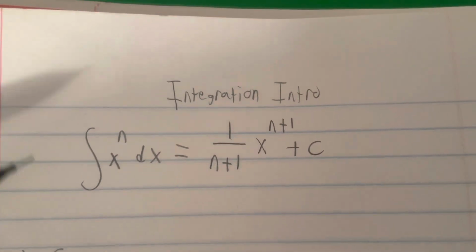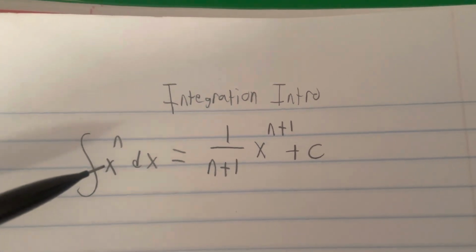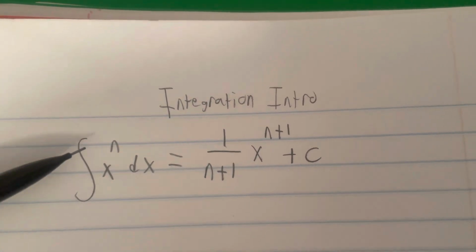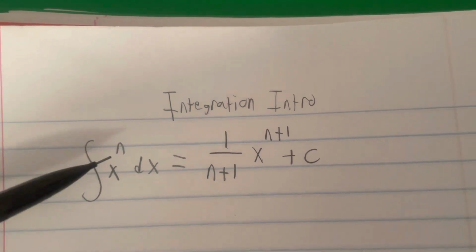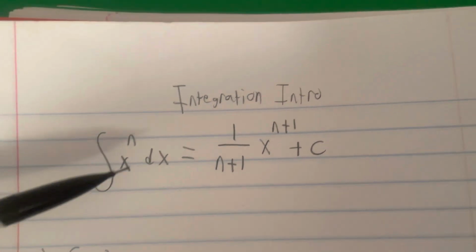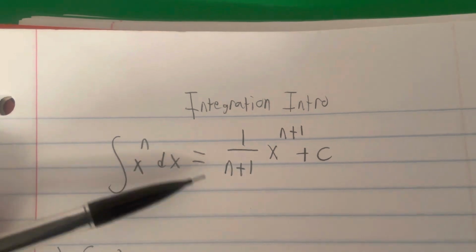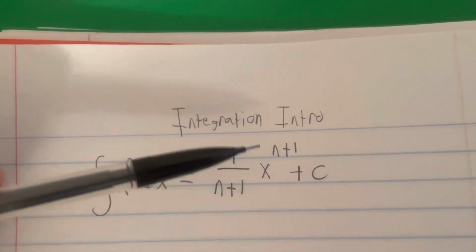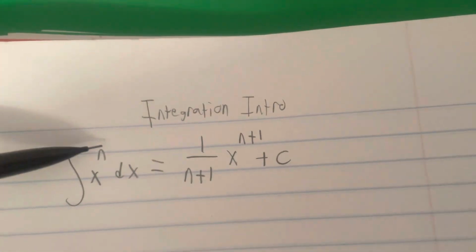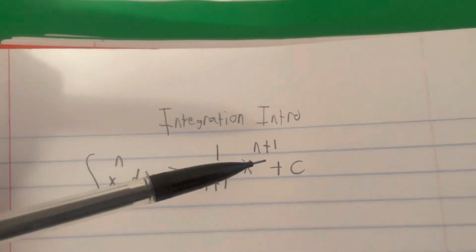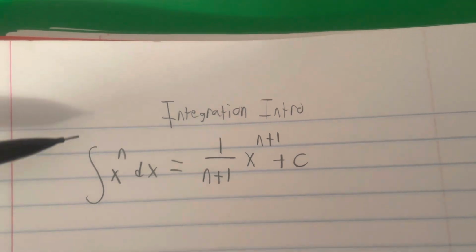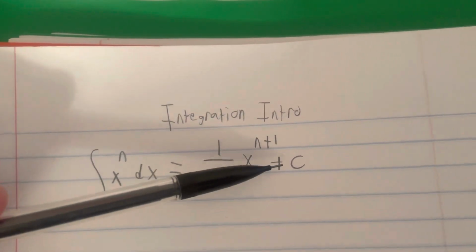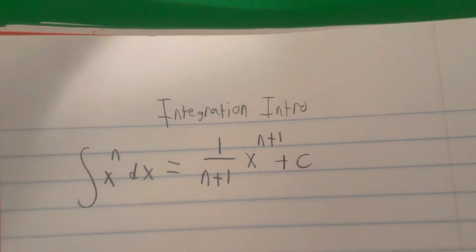But anyways, this is the basic formula for an integration. This is the integral of x raised to the n power times dx, and that equals 1 over n plus 1, where n is the power of x, times x raised to the n plus 1 power. And whenever you have an integral that doesn't have values at the top and the bottom, you're going to add plus c, which represents the constant in this case.